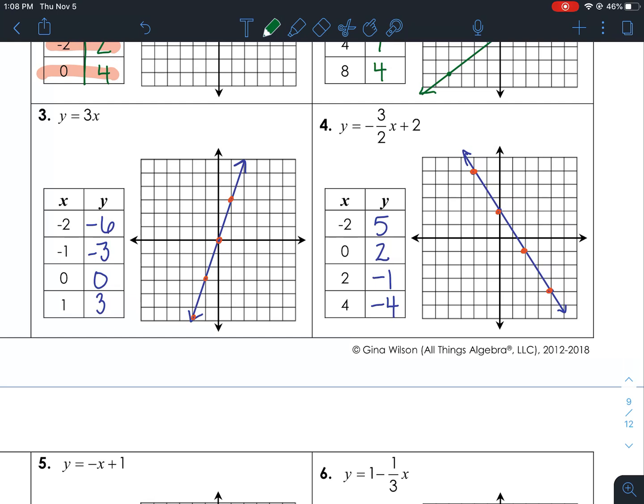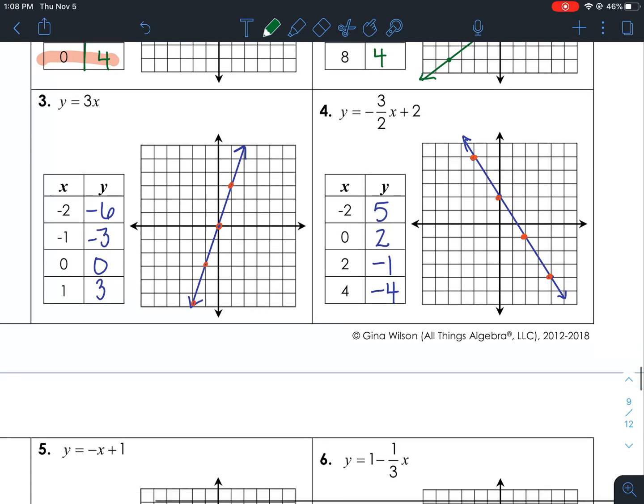All right, I have already done 3 and 4 for you. Exact same process. So go ahead and pause the video. See if you can try those on your own. And then restart the video when you're able to see if you got those correct.